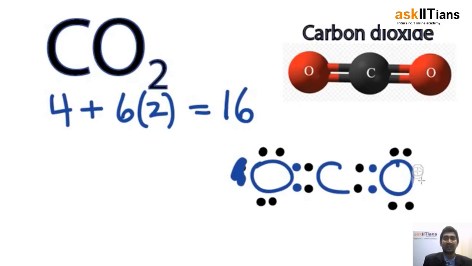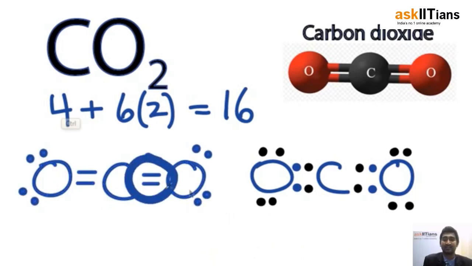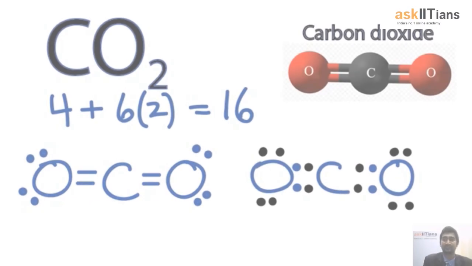So this will be my Lewis dot structure, because here I can see that the octet for both carbon as well as oxygen is getting completed. So there will be a double bond between carbon and each oxygen atom here.